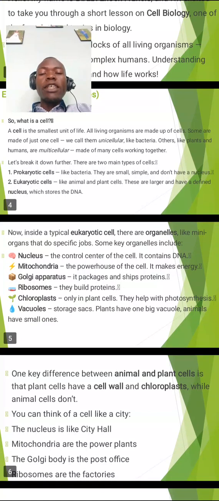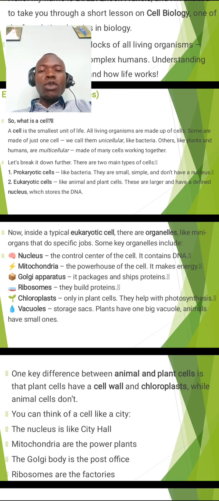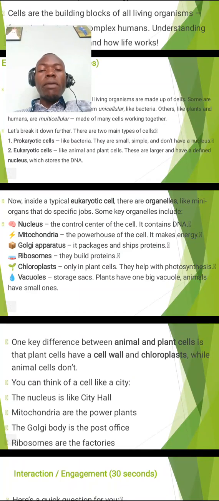So let us look at the eukaryotic cells. Okay, so these are the different parts of a cell. We have a nucleus, which is the control center of the cell, and it also contains the DNA. The DNA determines, for example in humans, whether you will be a girl or a boy. Then also we have the mitochondria, which is the powerhouse of the cell. This is where energy is manufactured, or this is where metabolism takes place so that you can get energy.